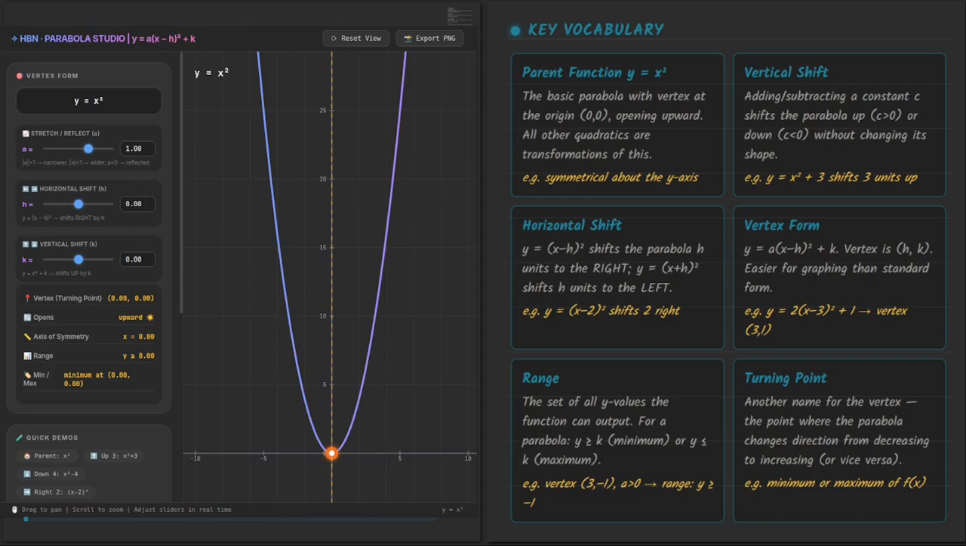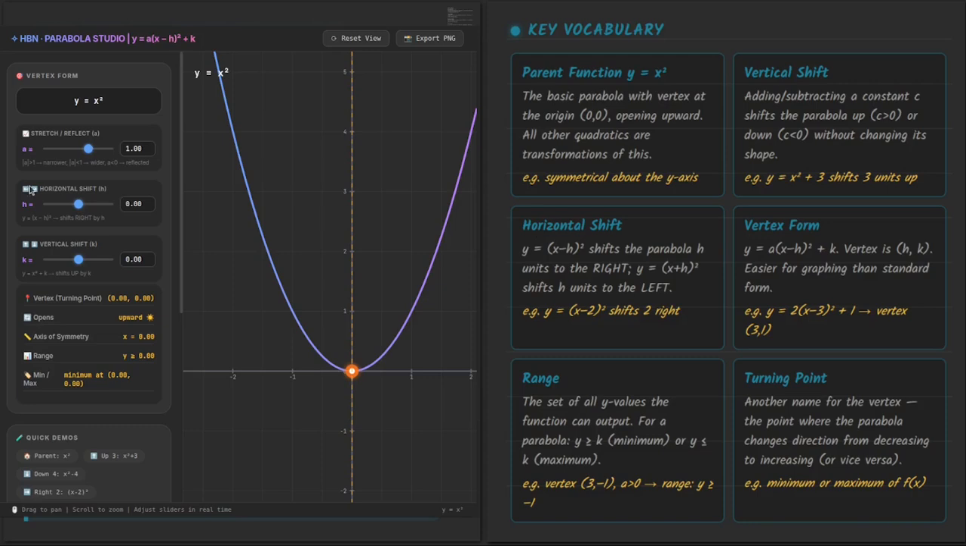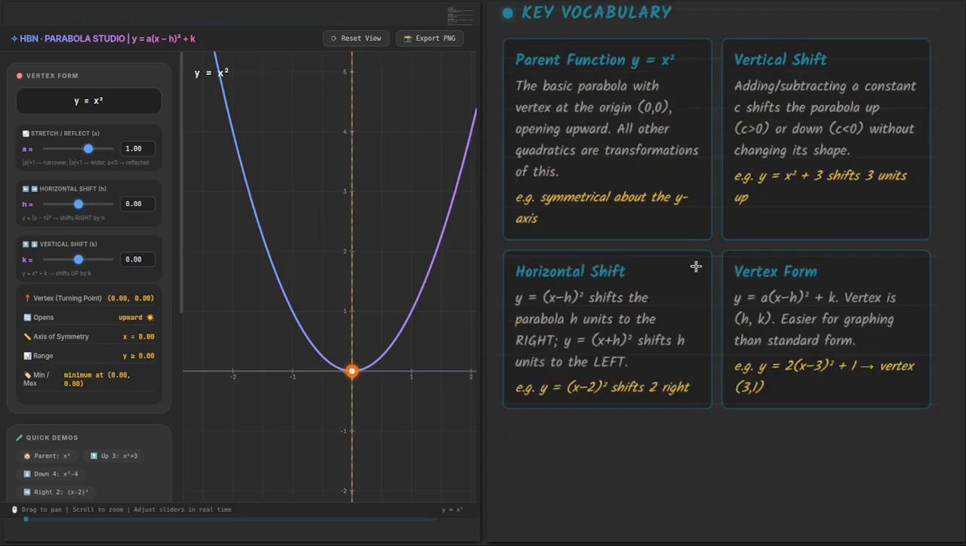Now, if this parent function undergoes a vertical shift, what do we mean? So first of all, we have what we call the vertical shift. The vertical shift is simply adding or subtracting a constant c. And when you do that, it shifts the parabola up or down. So as an example, we are saying our parent function is what? Y equals x squared, right?